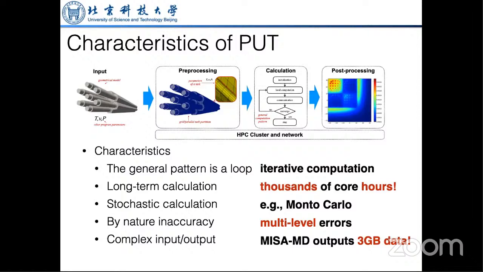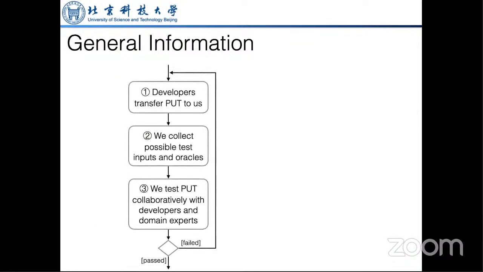They have lots of parameters, and a single parameter may also be an external file that describes the geometric shape and the metal material. Moreover, the output may contain several gigabytes. We followed a very natural work procedure to test the 5 programs. First, when developers regarded that their program was ready for testing, they sent the program to us. Then, we collect possible test inputs and oracles and test the program collaboratively with developers and domain experts. If the program fails the test, then we ask the developers to fix the program and rerun the test.